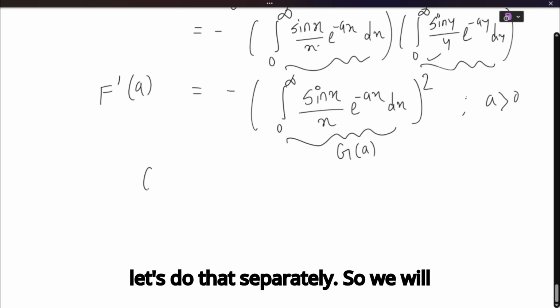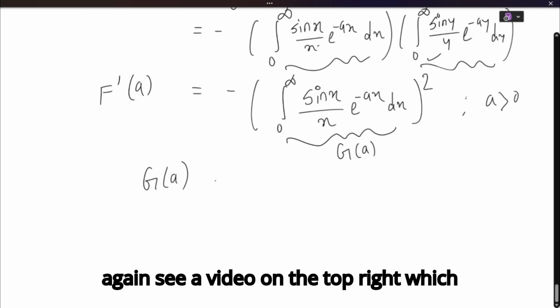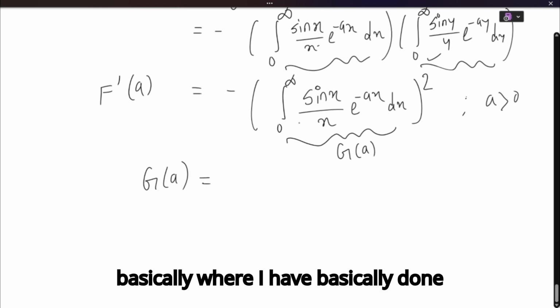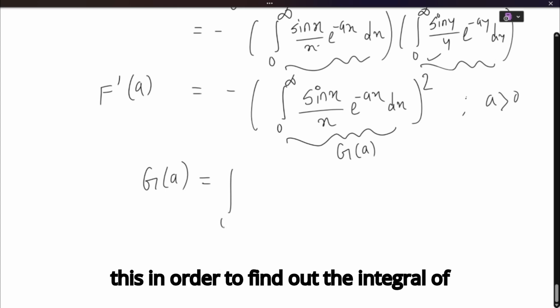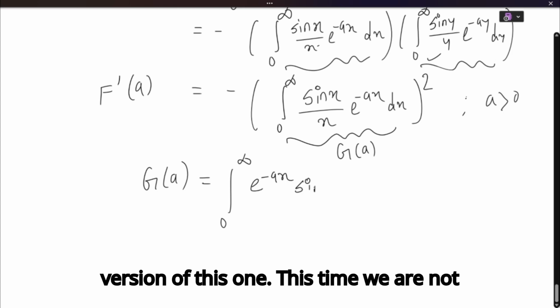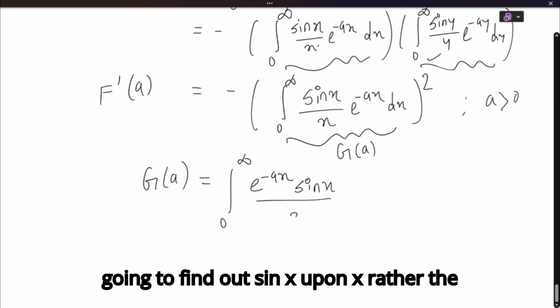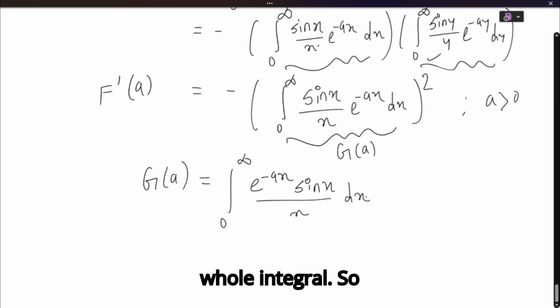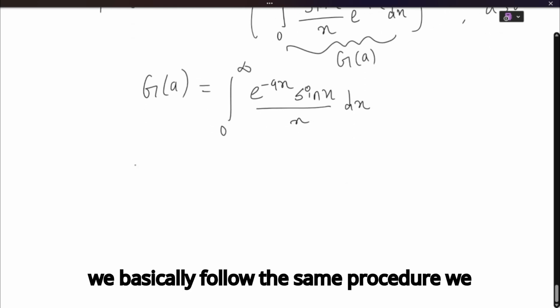Now let's define this function as g of a because this is also dependent on a. You will again see a video on the top right, where I have done this in order to find out the integral of sin x upon x. That was a simpler version of this one. This time we are not going to find out sin x upon x, rather the whole integral. So we basically follow the same procedure.